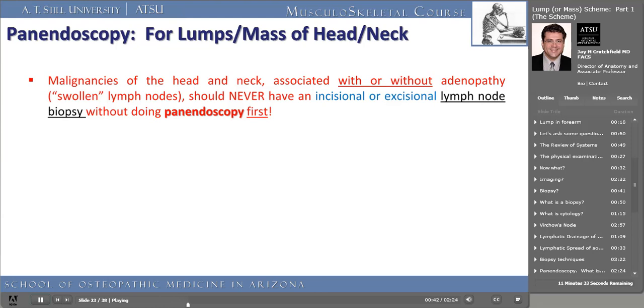Panendoscopy refers to performing a complete endoscopic examination of the head, neck, nasal cavities, larynx, and pharynx, and the upper GI system. Performing an open incisional or an excisional biopsy of a lymph node in the head and neck region can result in seeding or spreading the cancer. If the lymph node is already necrotic, it's possible such a biopsy site would never heal.